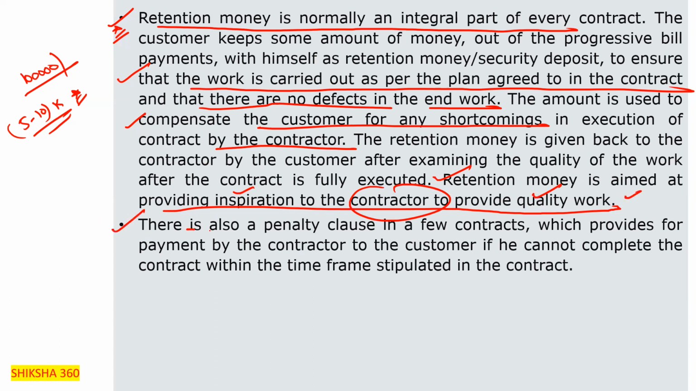Further, there is also a penalty cost in a few contracts, which provides for payment by the contractor to the customer if he cannot complete the contract within the time stipulated in the contract. Sometimes, for example, there is a 3-year project to complete the highway.